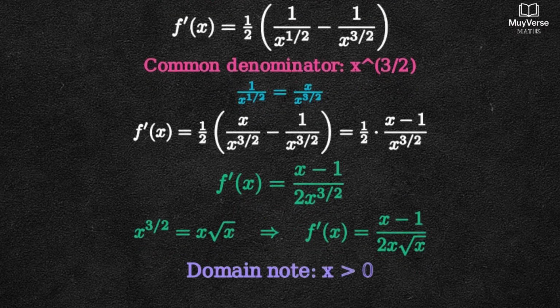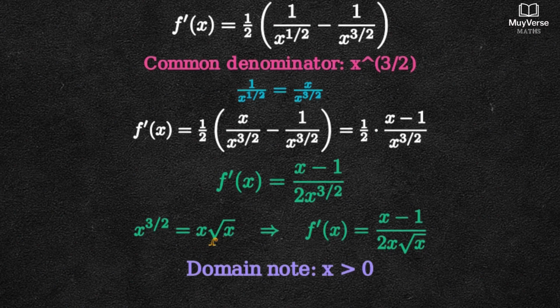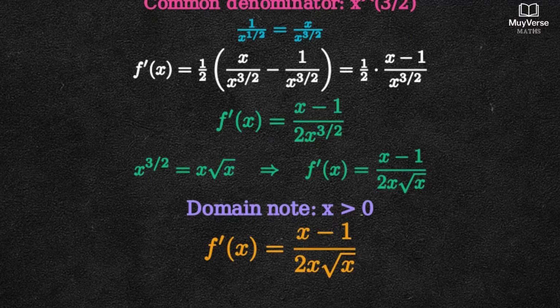A quick note about the domain. Since the original function has a square root of x in the denominator, this work is valid for x greater than 0. Final result. The derivative is f prime of x equals (x minus 1) over 2x times square root of x. Great job!